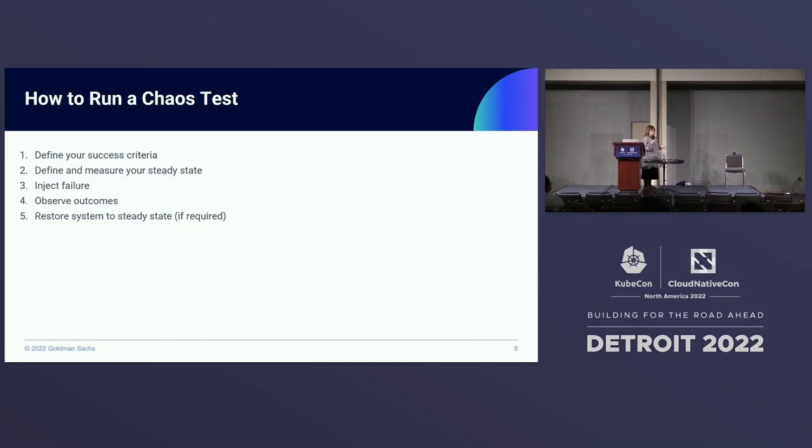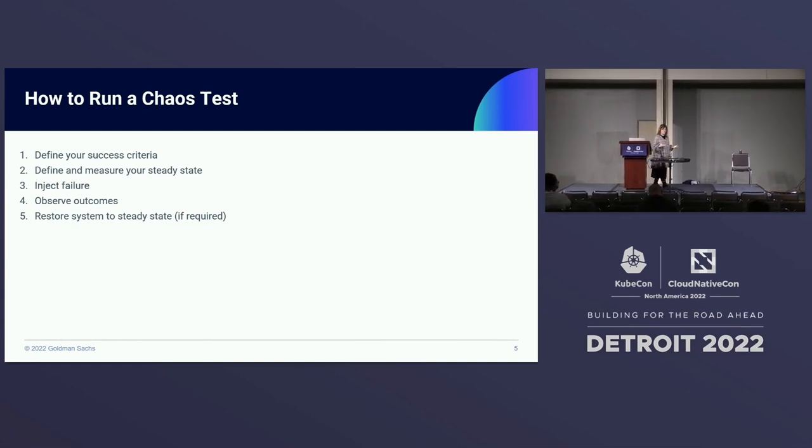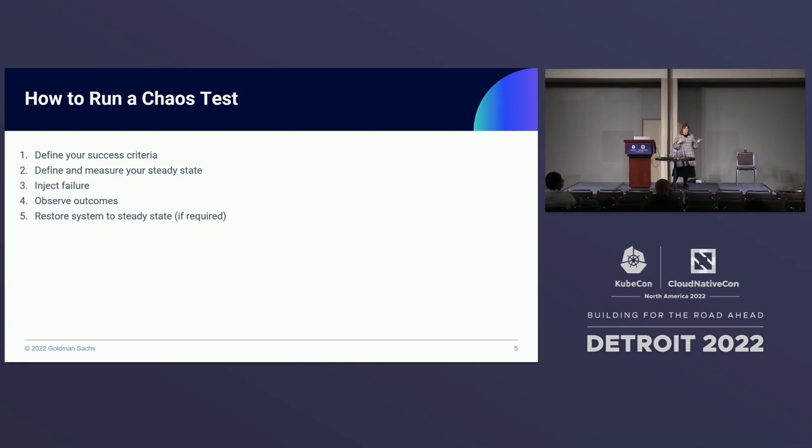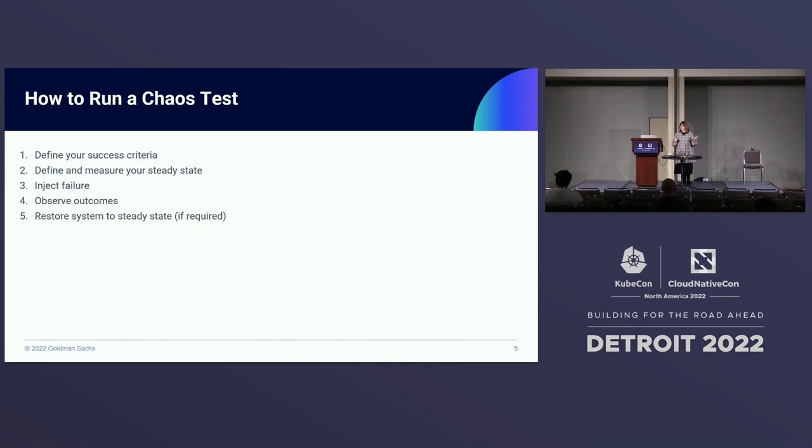So I look at there being five parts to running a chaos test. First of all, defining your success criteria, understanding what you're trying to achieve. Two, defining and measuring the steady state of your system. Three, injecting the failure, so that's the actual chaos test itself. Four, observing the outcome, seeing what happens. And then five, if required, restoring your system back to steady state.